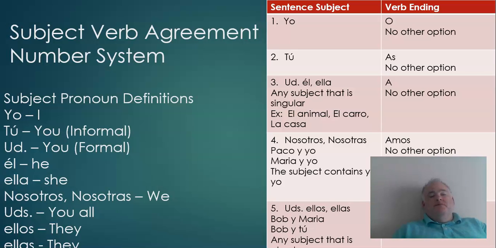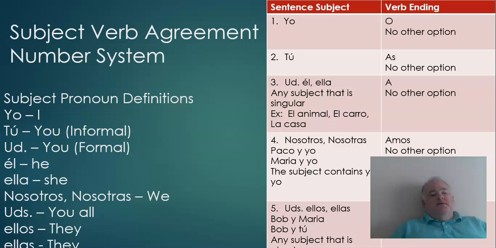But before I go into the number system, let's review the Spanish language subject pronouns. Yo is I. Tú is you informal. Usted is you formal. Él, he, ella, she, nosotros, nosotras, we. Ustedes, you all. Ellos, they. Ellas, they. All 10 of our Spanish language subject pronouns can be subjects of the sentence.